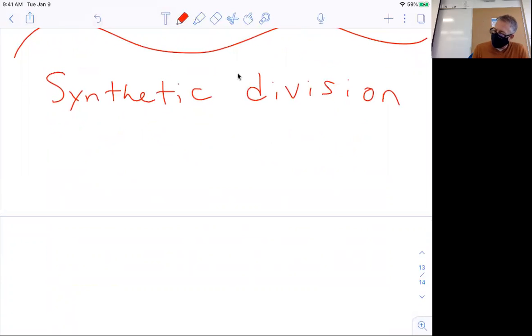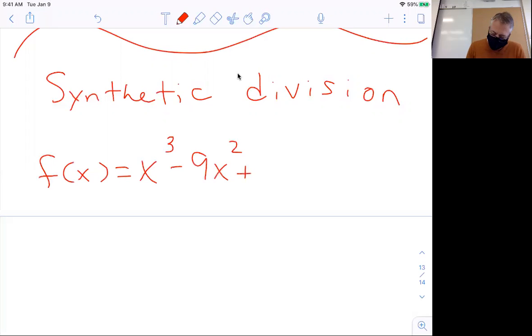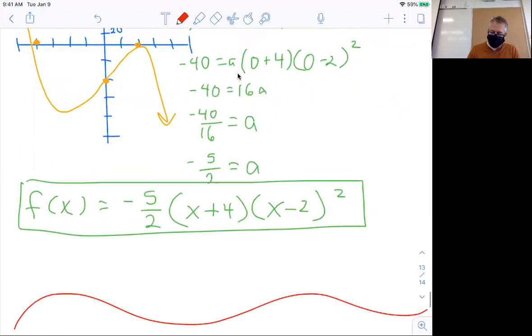If we have a function f of x, I'm going to erase this in just a second, by the way, so don't write this down. I am going to use this function. But let's say we had the function f of x is equal to x to the third minus 9x squared plus 11x plus 21. If that was our polynomial that we wanted to graph, it does not look like this one. It's not in factored form.